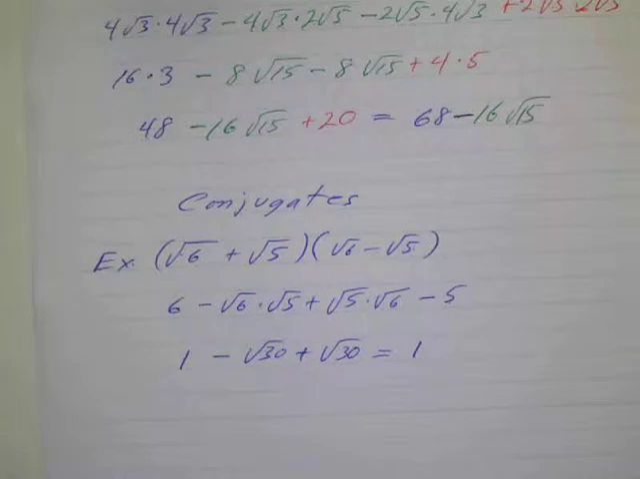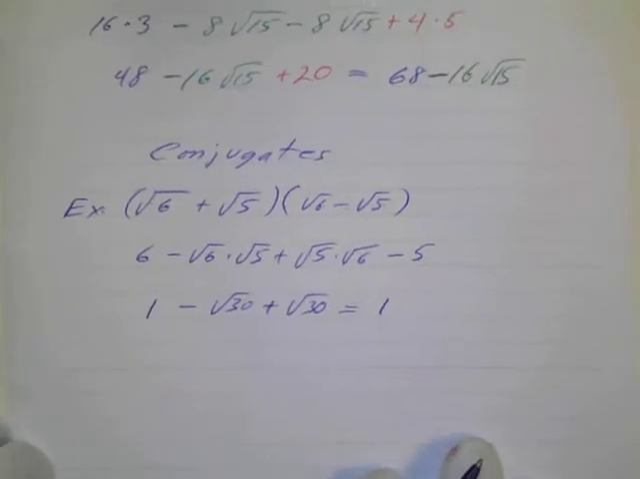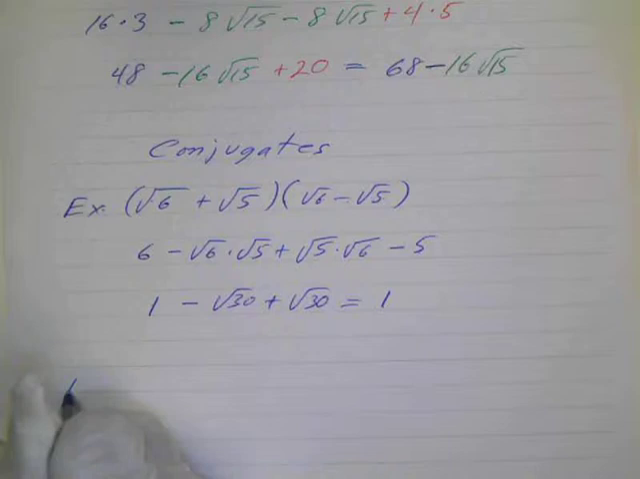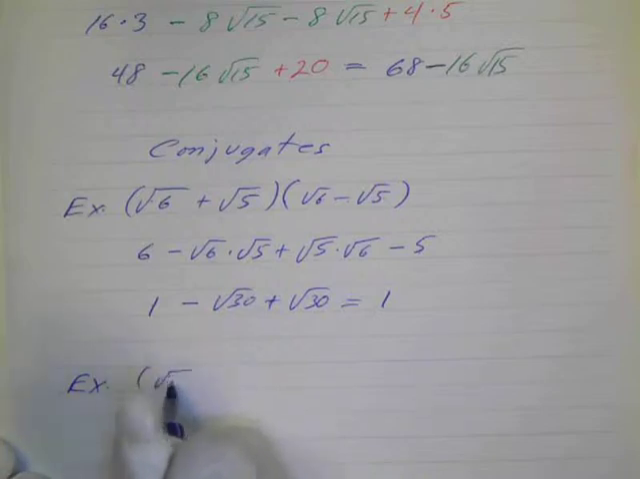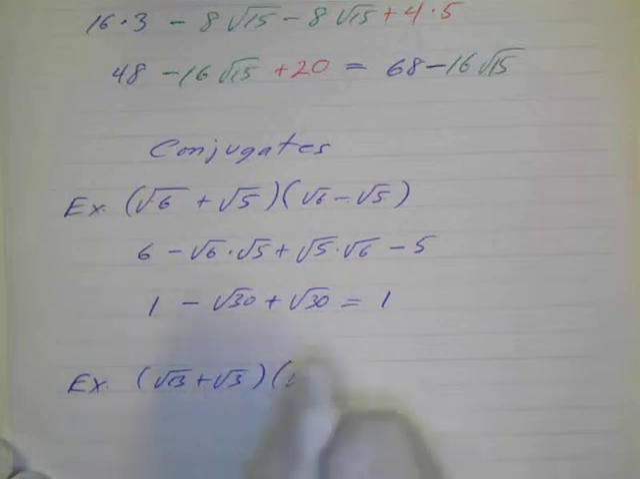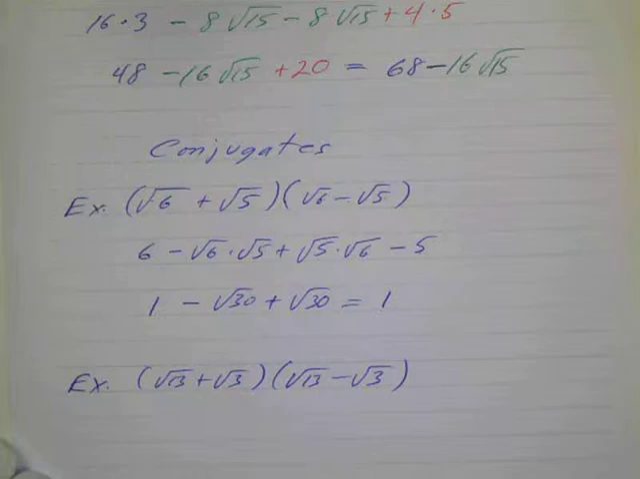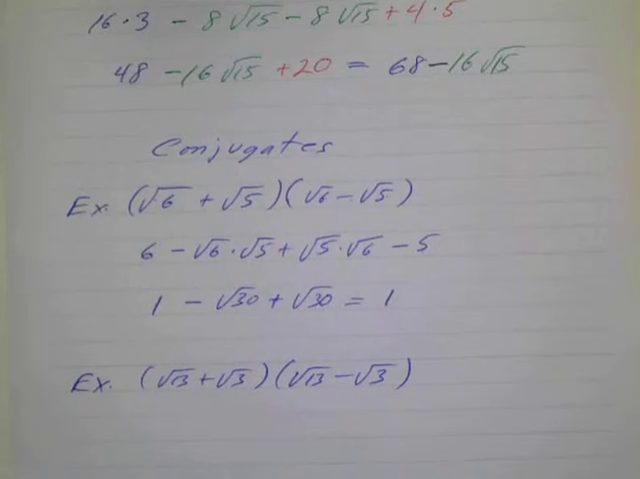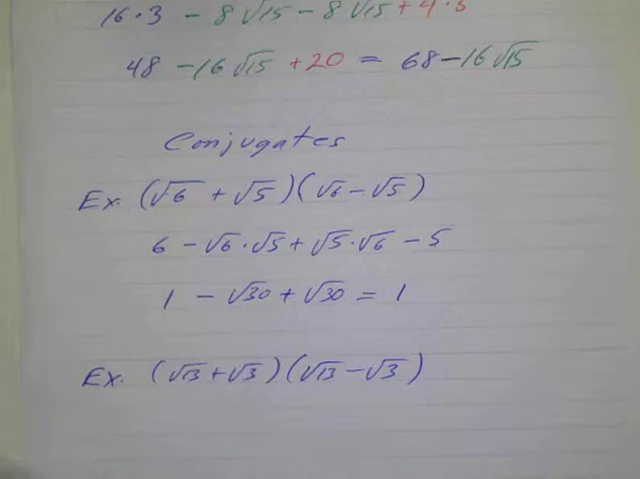Okay. And I'll just do one more. We have time for one more, I think. Oh, these are conjugates. So this is another example. I just picked this one out. Well, let's do it. We can do it.